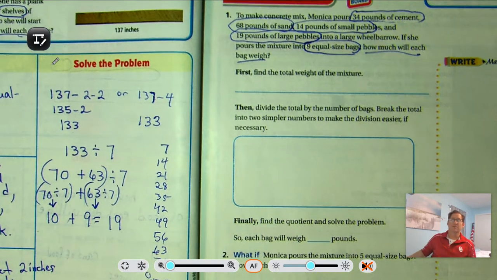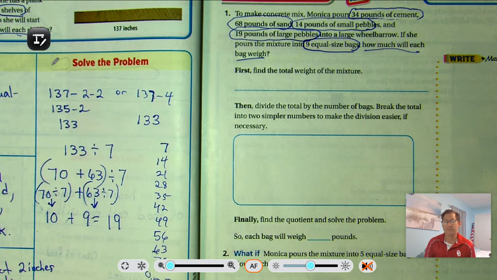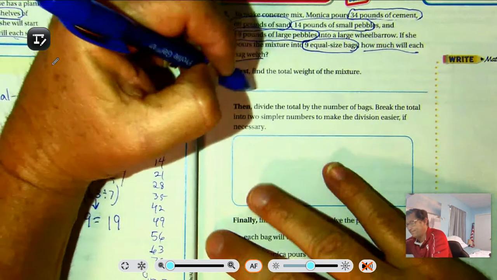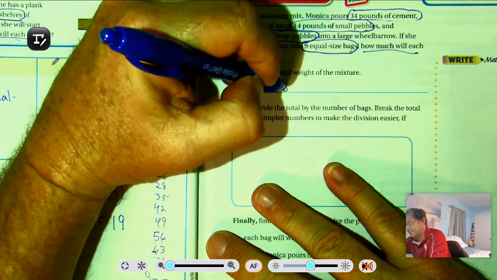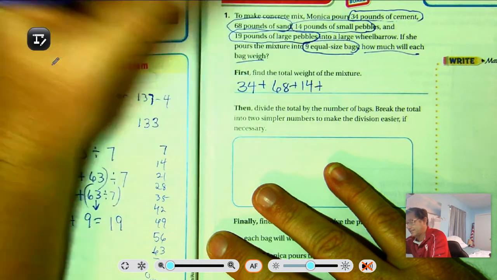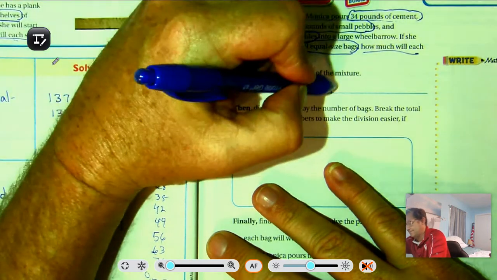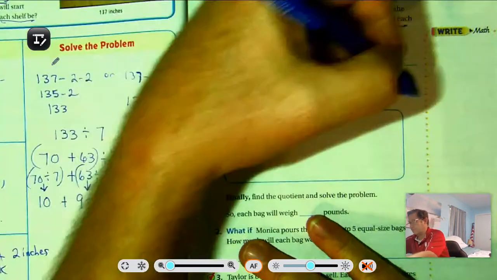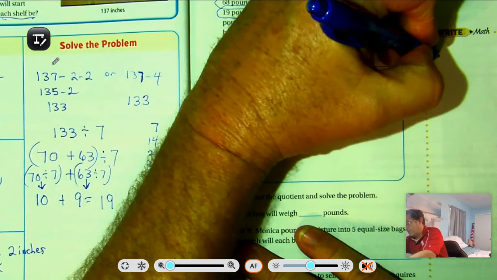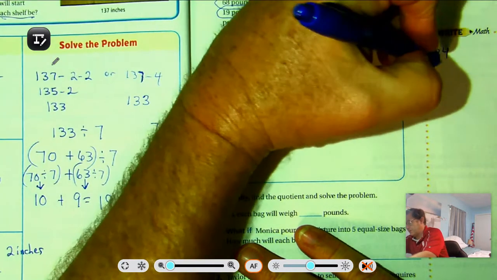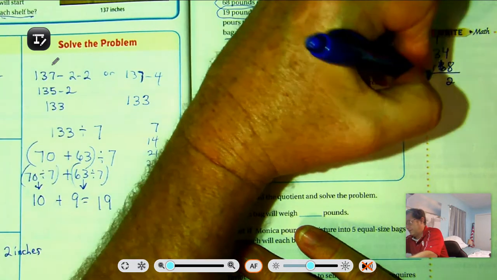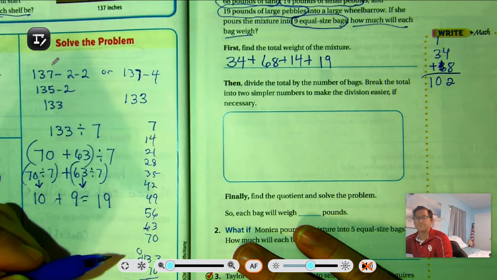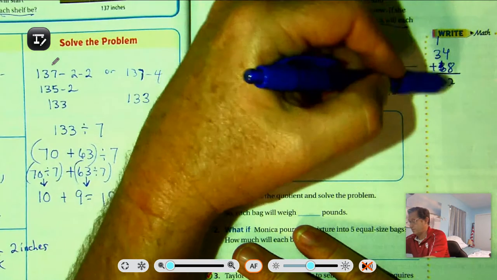All right. So first, let's find the total weight of the mixture. What do we do to find the total weight? We just add, right? So we have 34 plus 68 plus 14 plus 19. 34 plus 68 is 102. 8 plus 4 is 12.